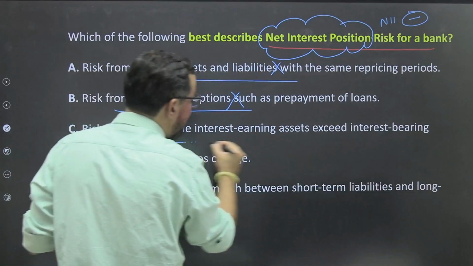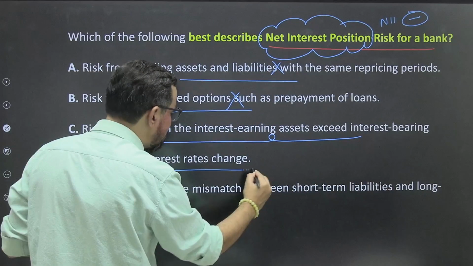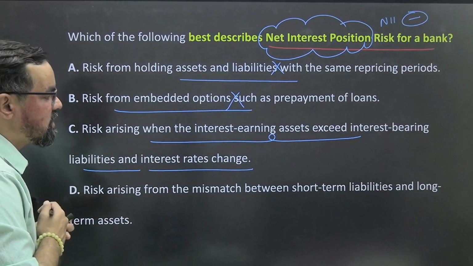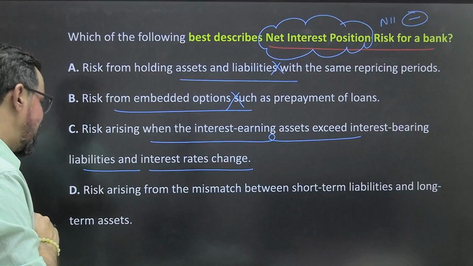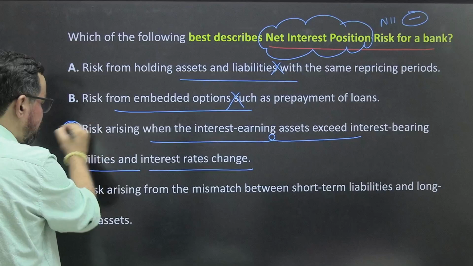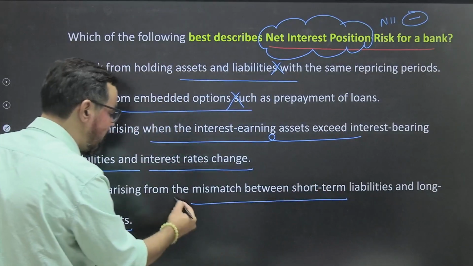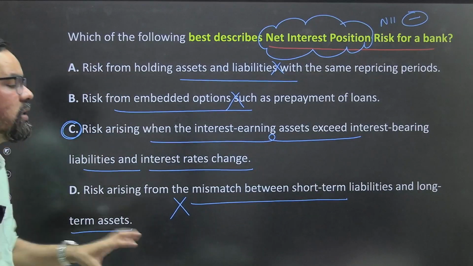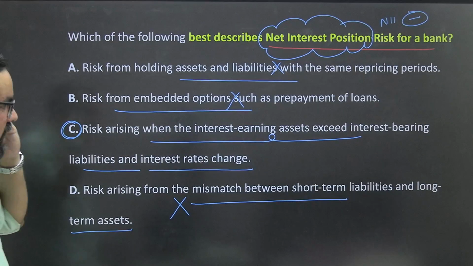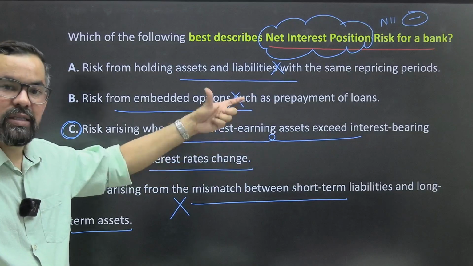Risk arising when interest earning assets exceed interest bearing liabilities and interest rates change. Okay, this can be one situation. Risk arising from mismatch between short-term liabilities and long-term assets is called ALM, asset liability mismatch, not interest rate risk. So for risk arising when interest earning assets exceed interest bearing liabilities and interest rates change, there is a reverse situation.